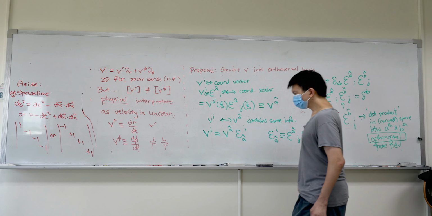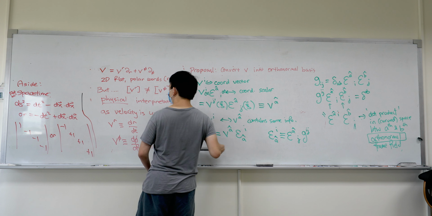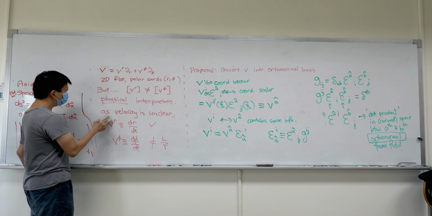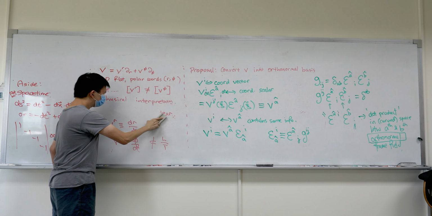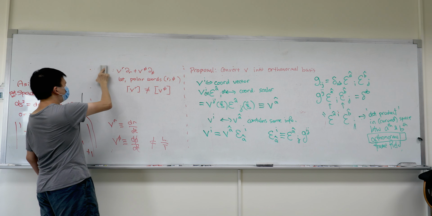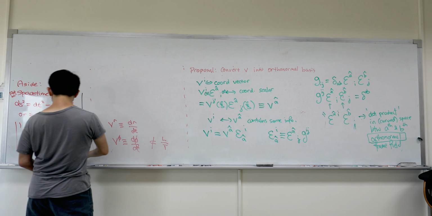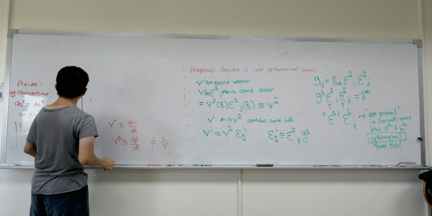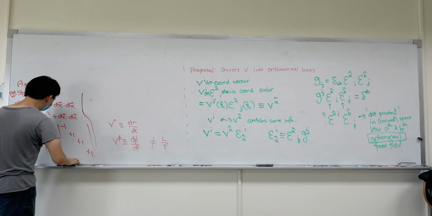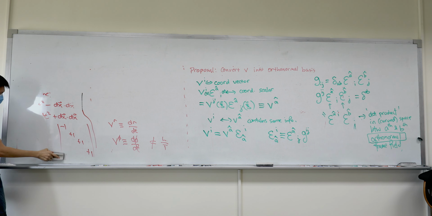So let's see how that works out in practice. Okay, so for example, let's return to this problem and see what is v r hat and v phi hat. Okay. So yeah, let's do that. Cool. Now I don't need this part, so let me start here.